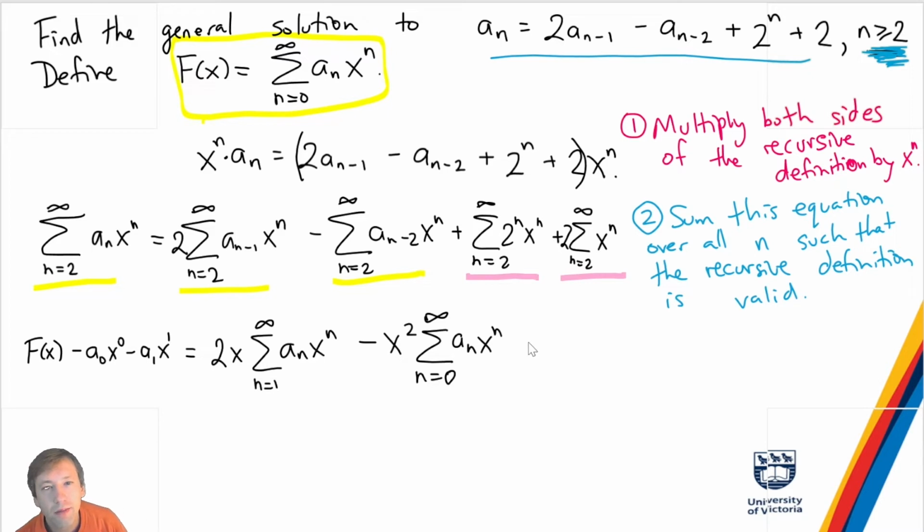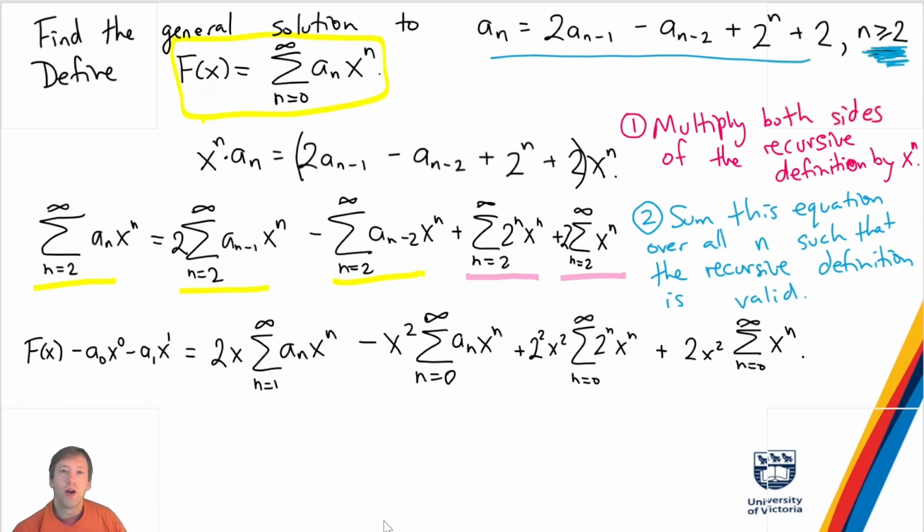And the next sum, there's lots of choices for how to deal with this. I feel like the easiest thing to do is to pull out a 2 squared and an x squared and write that as the sum n equals 0 to infinity 2 to the n x to the n with this pulled out. The last sum, again, let's pull out an x squared, and then we have the sum n equals 0 to infinity x to the n. Okay, now let's do some algebra.